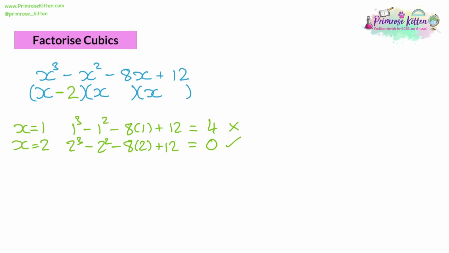Now we can use a method to find the other 2 factors, and that method is algebraic long division. So we're going to take our factor, x minus 2, and we're going to divide our expression by it. So that's x cubed, take away x squared, take away 8x plus 12.